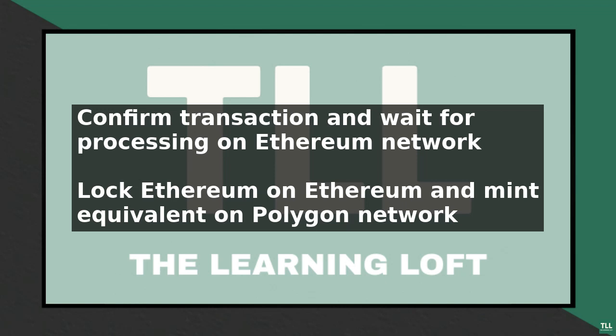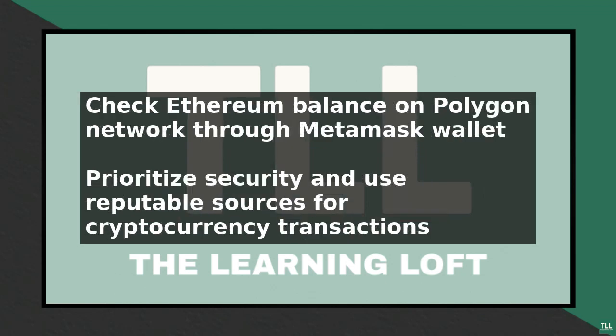Once the transaction is confirmed, your Ethereum will be locked on the Ethereum network and the equivalent amount of Ethereum will be minted on the Polygon network. You can then use your Ethereum on the Polygon network to interact with decentralized applications. Or you can transfer it to another wallet. To check your balance, go back to MetaMask and switch to the Polygon network, and you should see your Ethereum balance.